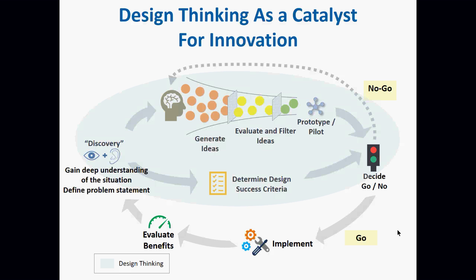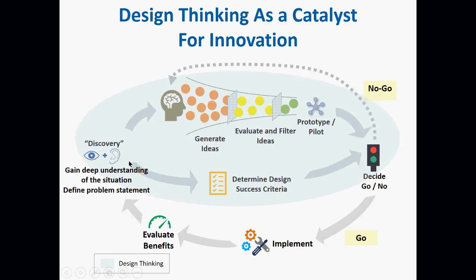As you can see, there are 7 parts to it, 7 phases. First phase is gaining a deep understanding of the situation. The second phase is defining the problem statement. The third phase is determining the design success criteria. Then the fourth phase is generation of ideas. The fifth phase is evaluating and filtering the ideas. The sixth phase is prototyping the pilot. The seventh phase is decide go versus no go. Very much aligned to the D-school thinking, but a bit more detailed for people to apply in sequence.